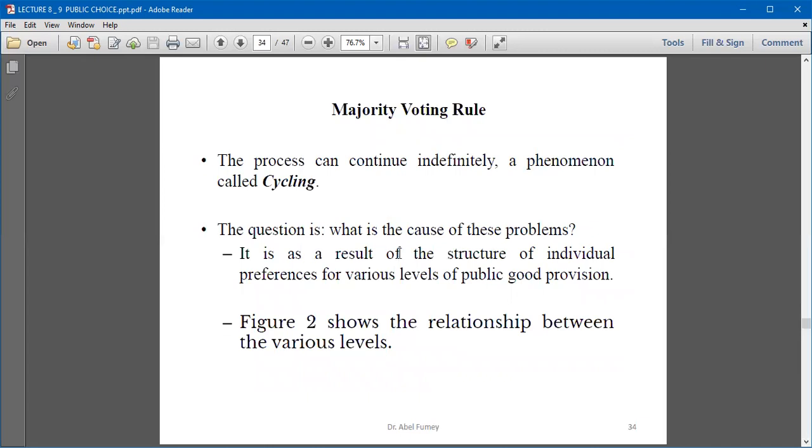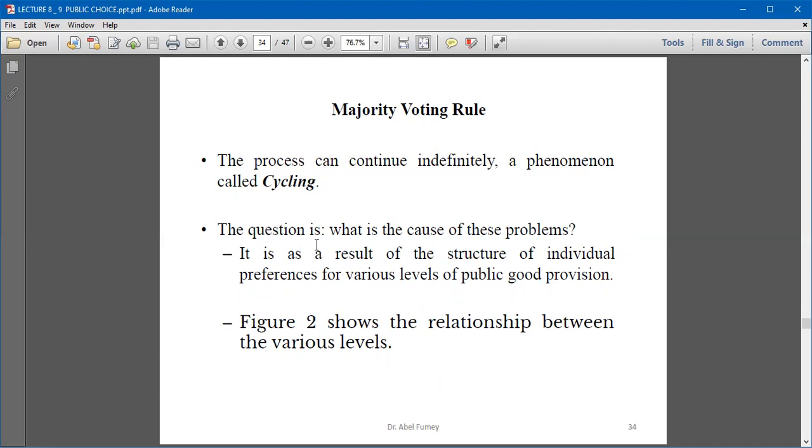Now, the case where the voting will keep on going and going is what we call the cycle. The voting keeps going just because we are not getting any particular choice that overpowers or overshadows all the other alternatives that we are considering. But now the question is, what gives rise to the voting paradox? What causes this? It's because of how the individual preferences are structured.